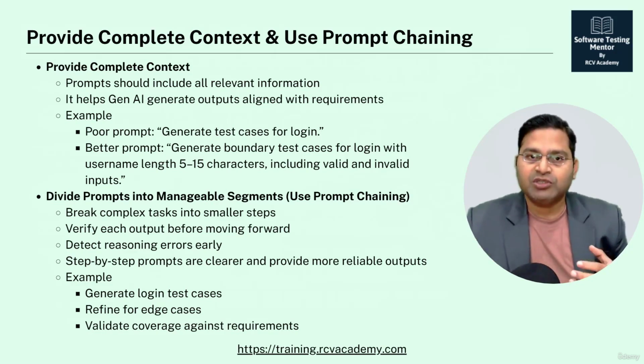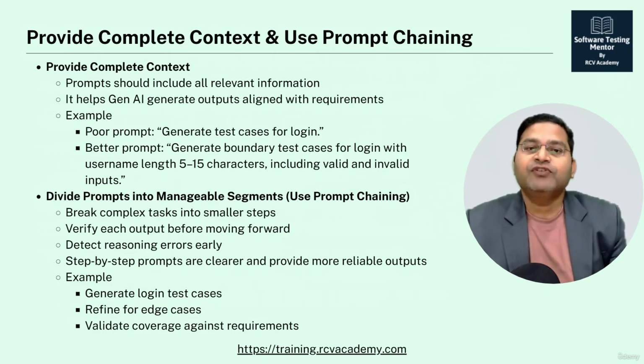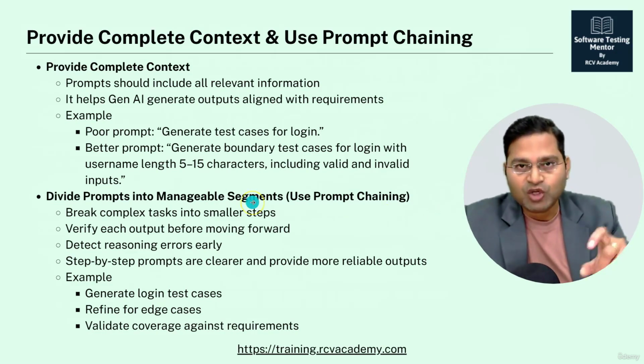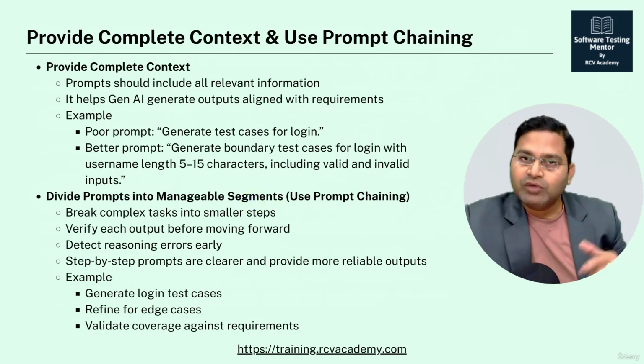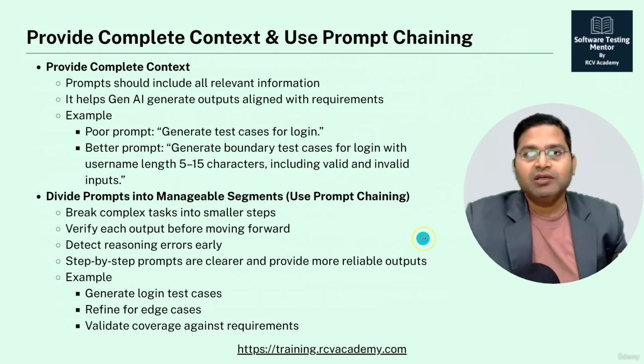Then I forgot the password. So in the next prompt I'll say also include the password field in the test cases, which has the length of 5 to 15 characters. So this is what prompt chaining is all about. You start with a smaller task. Based on the output, you analyze the output, then you write another prompt to refine the output until you get the desired result.